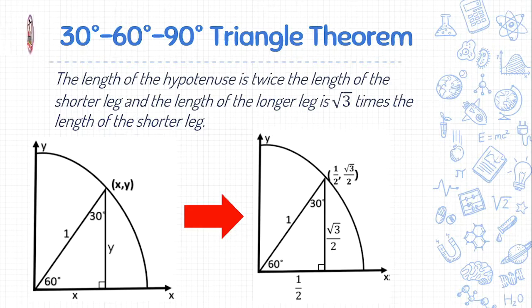So kung mapapansin ninyo, pareho lang, may pagkakapareho silang dalawa. Ang kinaibahan lang, kay 30 degree, ang kanyang x value ay square root of 3 all over 2. Kay 60 degree, yung square root of 3 all over 2 ay magiging y value niya. Pinagpalitan lang po silang dalawa. Pinag-swap lang yung x at y nila.